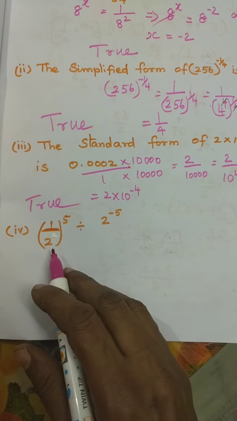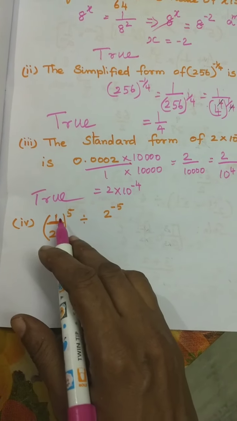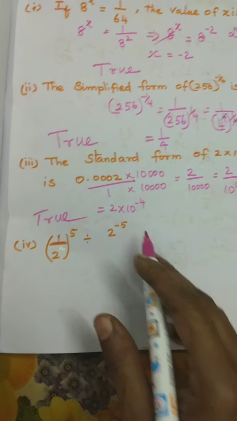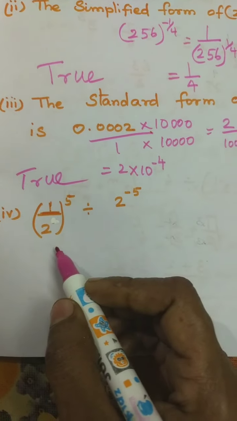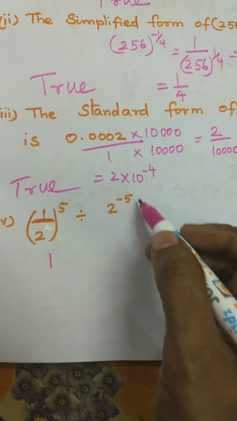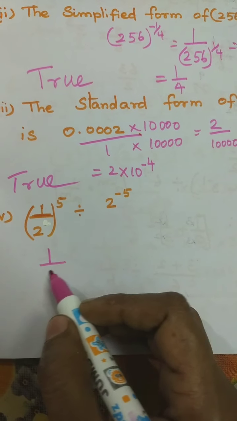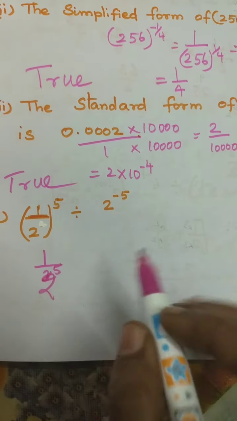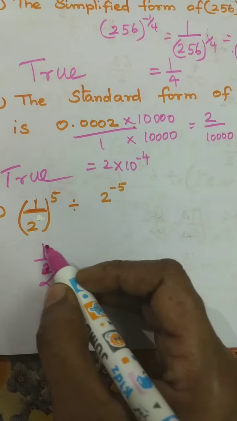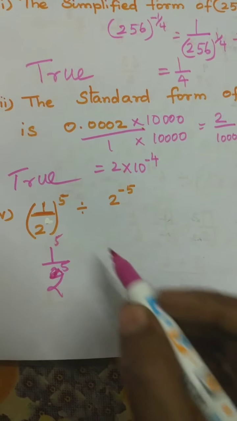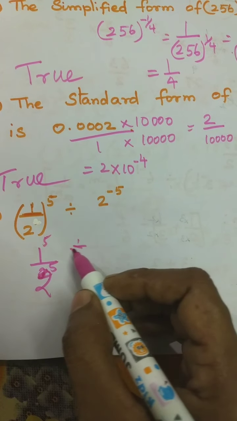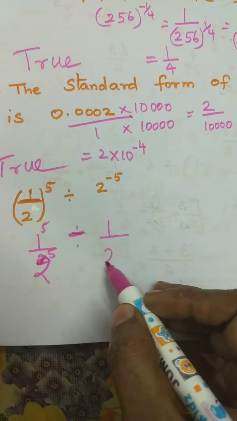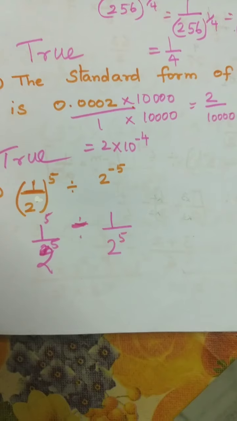Okay, then take this. 1 by 2 the whole power 5 divided by 2 power minus 5. How will you write this? First you have to make this as positive power. 1 by 2 power 5 it will come. 1 power 5 is 1. So 1 by 2 power 5. If you want, you can write like this also. Then divided by, make the exponent positive. So it will come as 2 power 5.